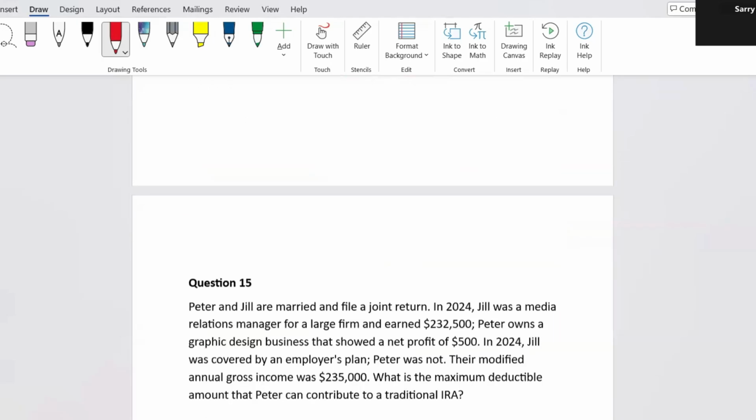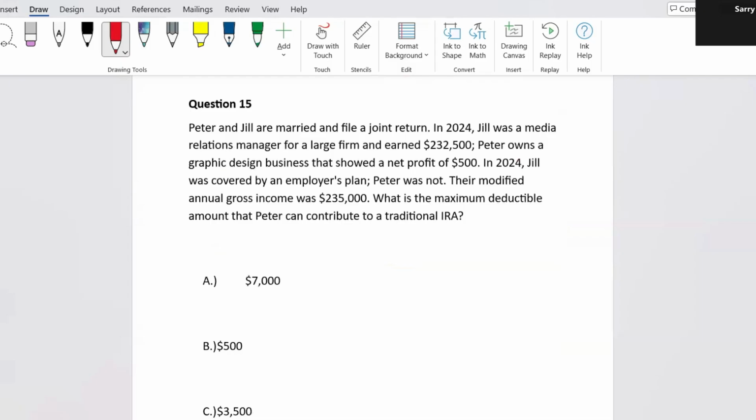Okay, question number 15. Peter and Jill are married and file a joint return. So MFJ. In 2024, Jill was a media relations manager for a large firm and earned $232,500. Peter owns a graphic design business that showed a net profit of $500. In 2024, Jill was covered by an employer's plan. Peter was not. Their AGI was $233,000, which is the sum of $232,500 plus $500. What is the maximum deductible amount that Peter can contribute to a traditional IRA?